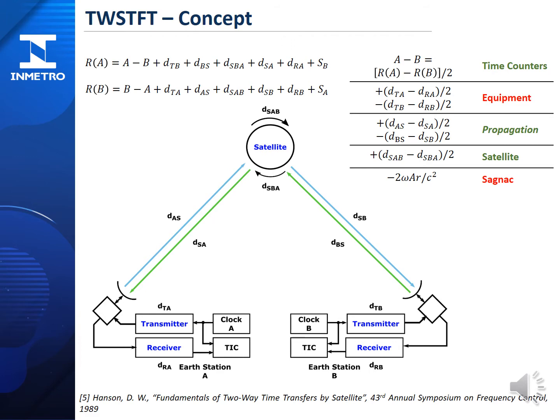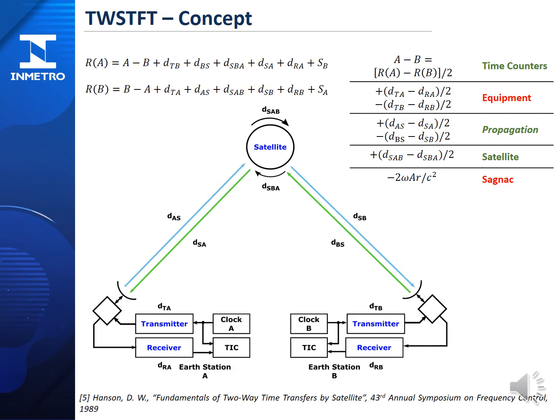Taking the average of the difference of the delay equations and grouping the terms, we find the clock difference equation on the right side. The propagation terms are reciprocal and therefore can be cancelled. The delays in the satellite term are also reciprocal and are cancelled too. Equipment and Sagnac terms are not reciprocal.